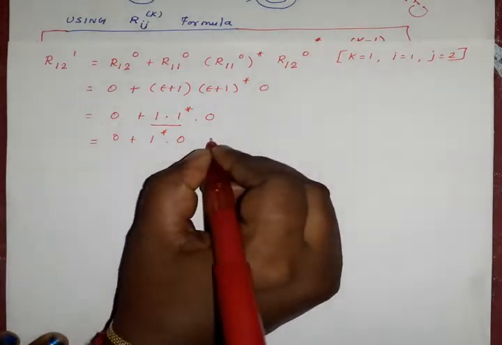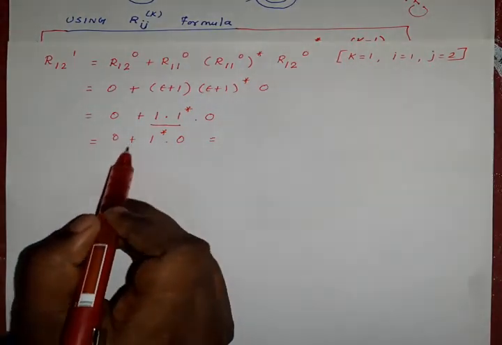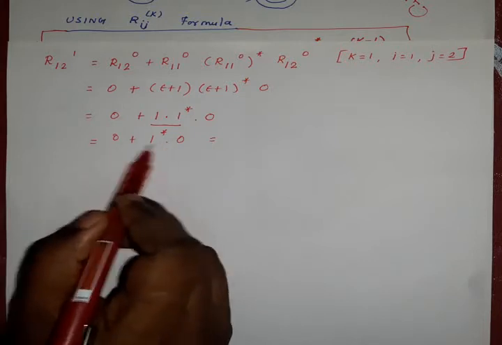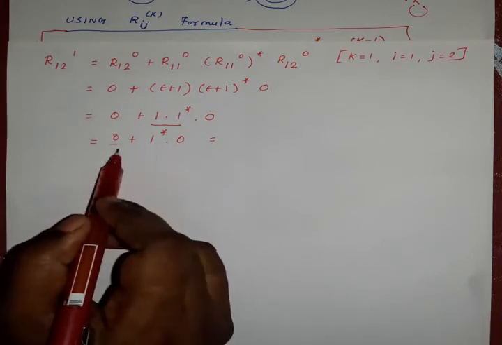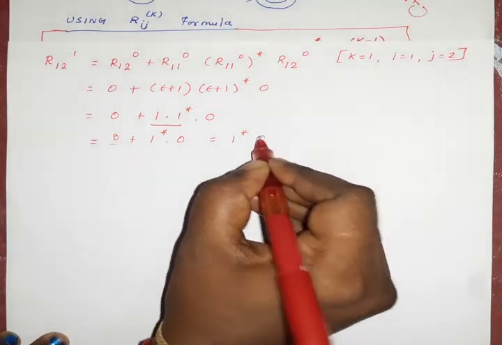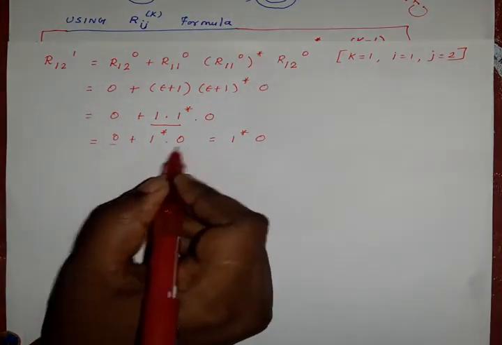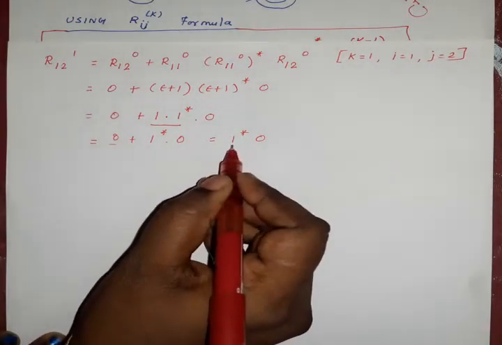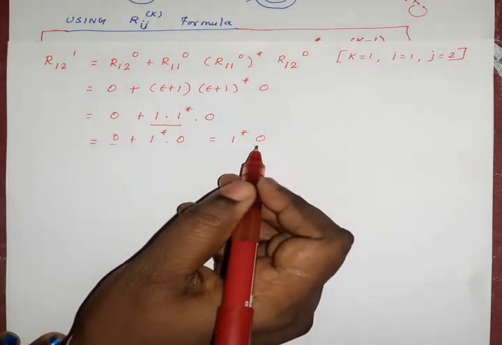Now you can see plus means either this or this. So both terms have 0 value, so we can take the result as 1 star 0 plus 1 star 0, because 0 appears here and also here. So we can commonly take 1 star 0 as the result of R12 power 1.